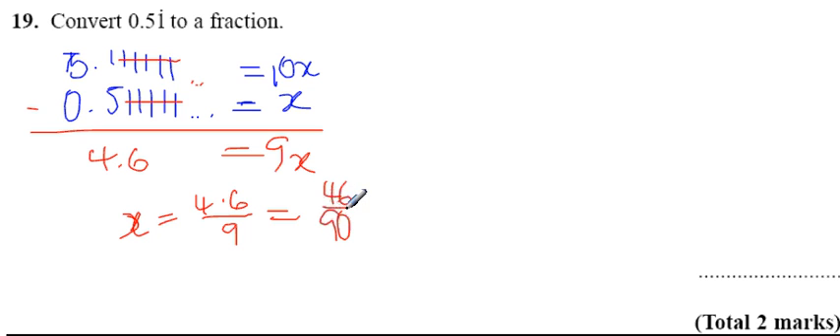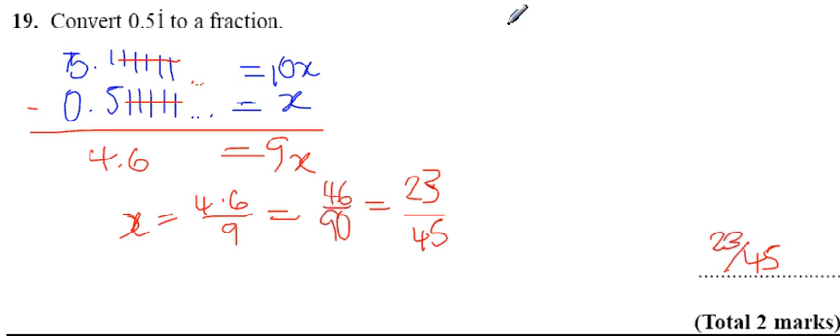We're still not really done because that can cancel down. Obviously, the denominator and numerator are both even, so if we halve it, we get 23 over 45, and 23 is a prime number. 45 is not a multiple of 23. So that's our answer.